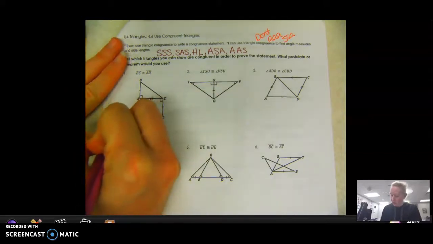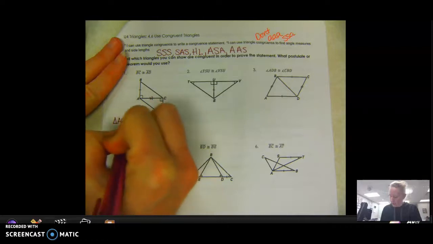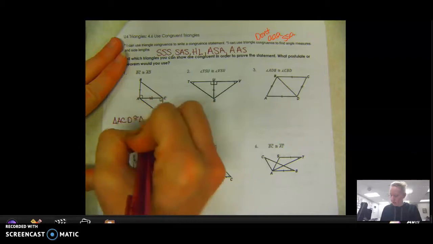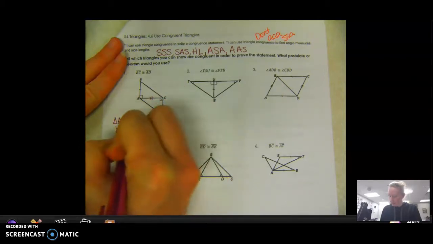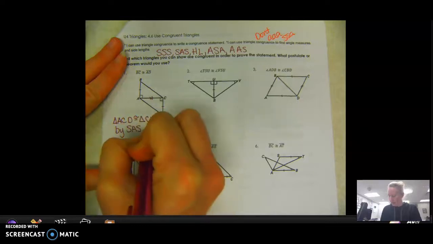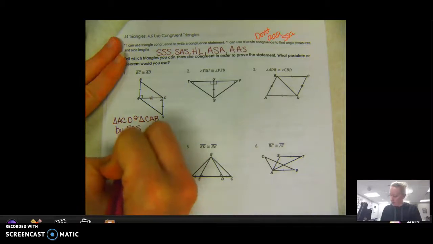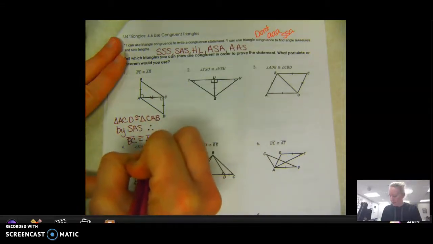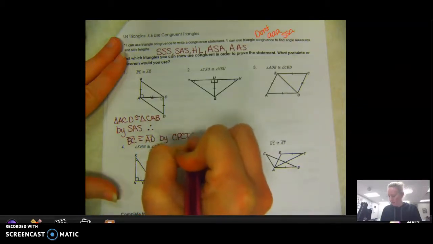So what I would write is triangle ACD is congruent to triangle, match it up correctly, that would be C to A to B, by side, angle, side. Therefore, there's the shorthand symbol, BC is congruent to AD by what we call CPCTC.